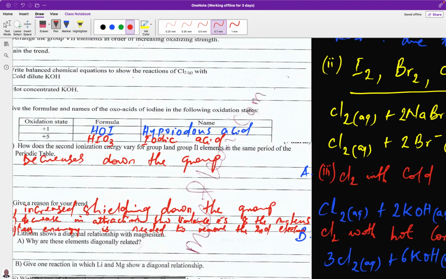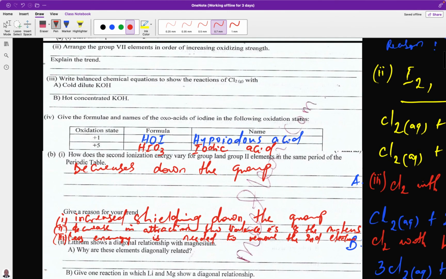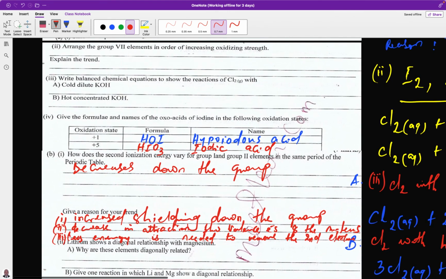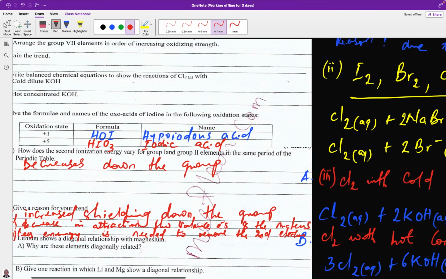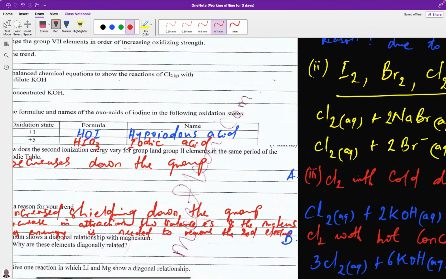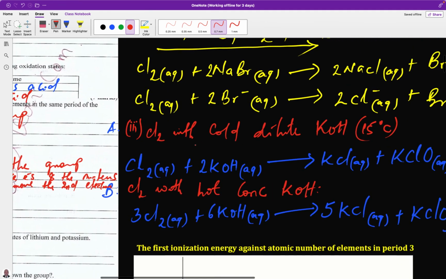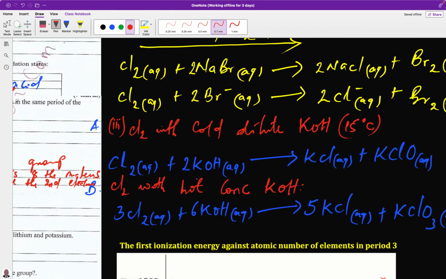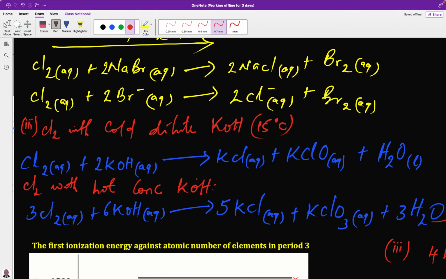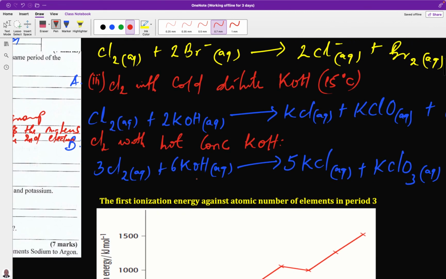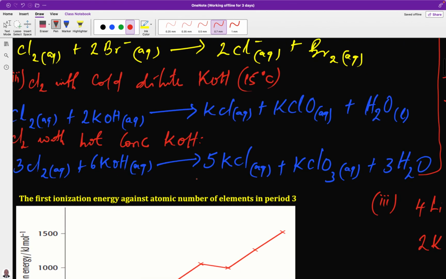Then I went further to 3. Write balanced chemical equations to show the reaction of chlorine with cold dilute and hot concentrated potassium hydroxide. With cold dilute, I said chlorine will react with potassium hydroxide to give potassium chloride as a salt, then KClO plus water. Then with hot concentrated, it will give 5 potassium chloride plus KClO3 plus 3 moles of water.